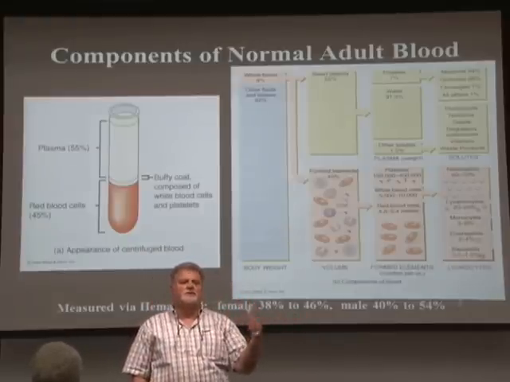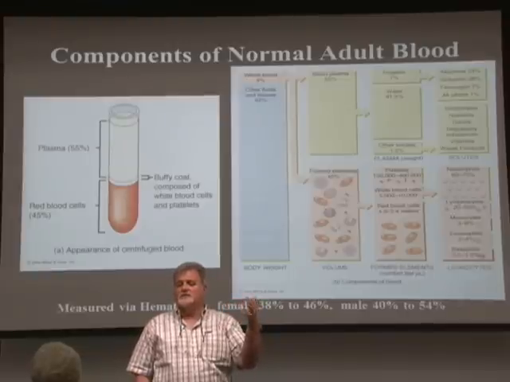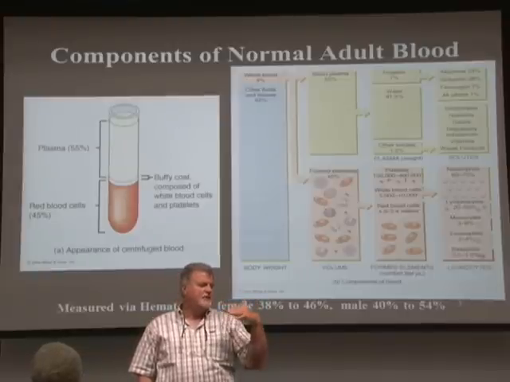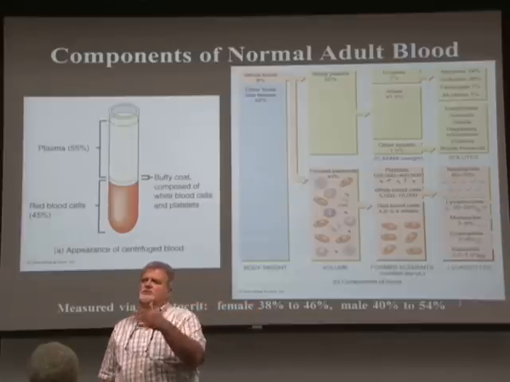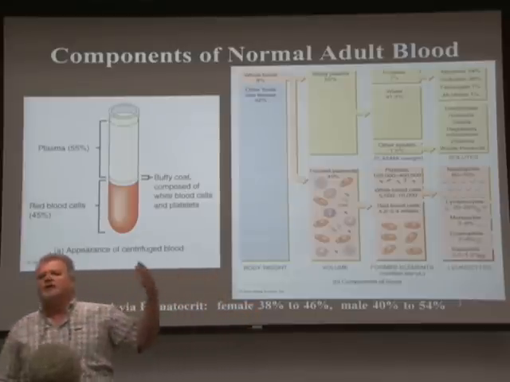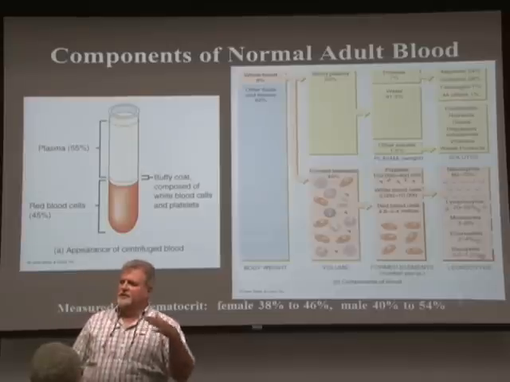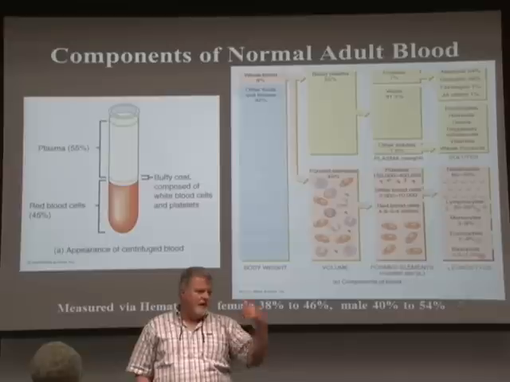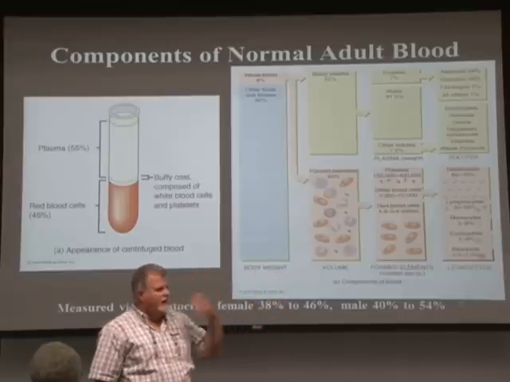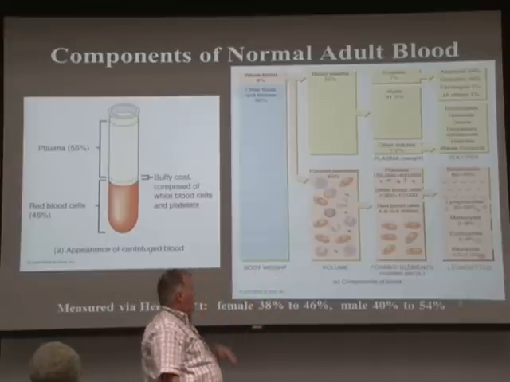So what we can use is a differential white count to look at shifts in what's going on in white blood cells as a diagnostic tool to try to figure out what's going on with a patient. Because if you're losing a lot of white blood cells and fighting an infection, your body will shift to make a bunch of new white blood cells. And we can follow that path.